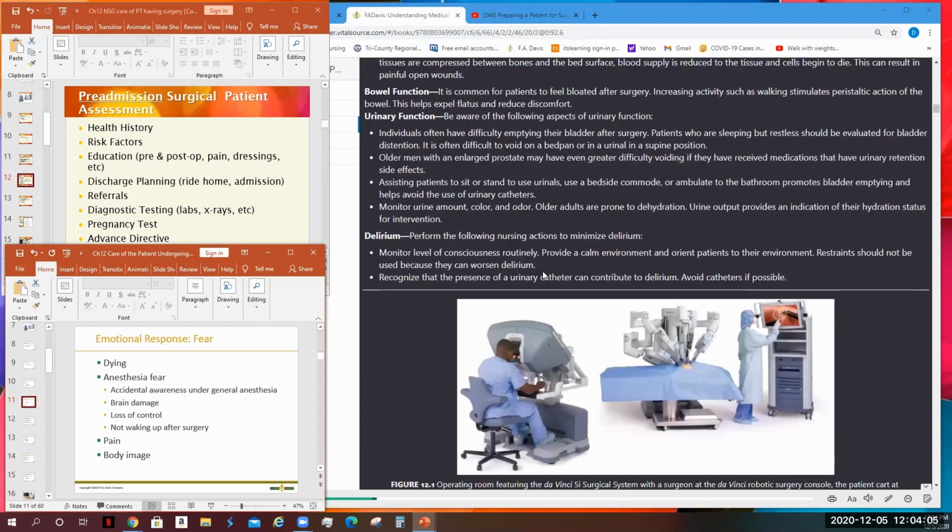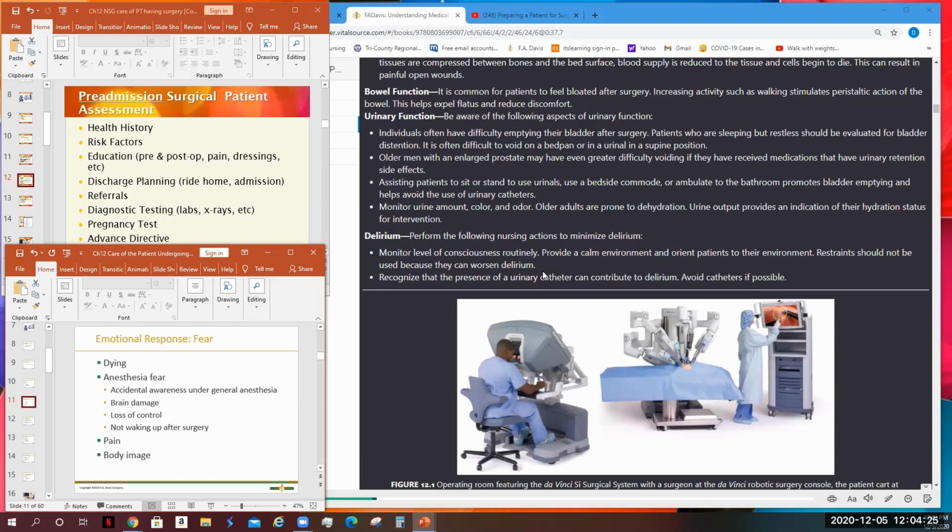Bowel function. It is common for patients to feel bloated after surgery. Increasing activity, such as walking, stimulates peristaltic action of the bowel. This helps expel flatus and reduce discomfort.